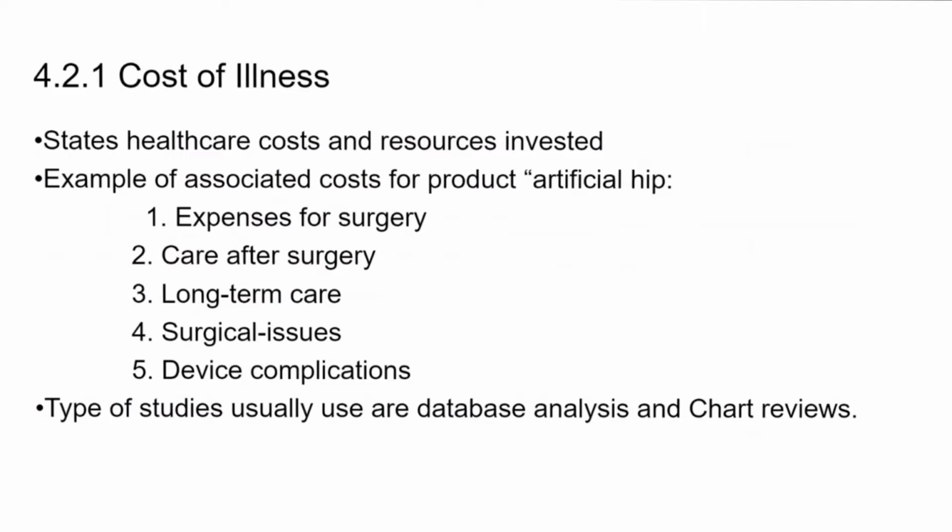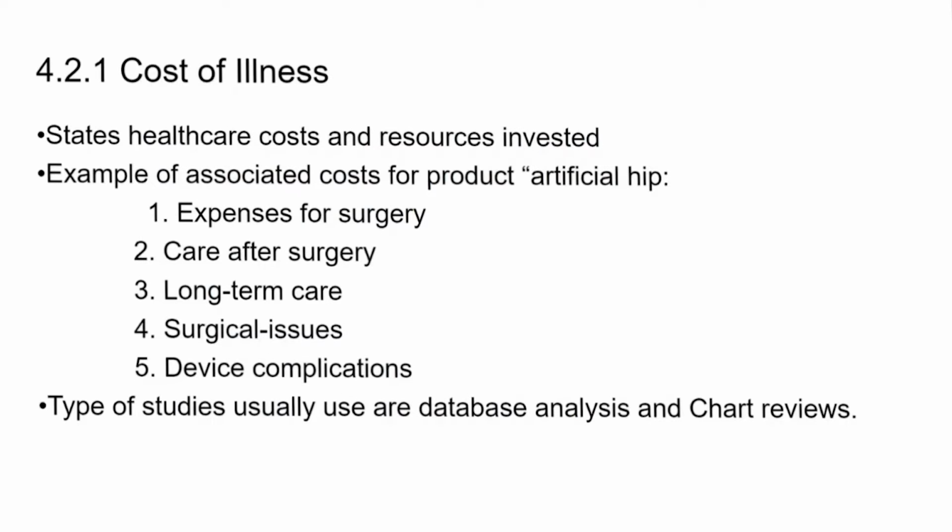Next slide. Cost of illness. It states healthcare costs and resources invested related to management and disease. There are a multitude of examples associated with cost of said product, and such analysis is required. Let's take an example of a medical product called artificial hip. We have to consider its expense for surgery, care after surgery, long-term care, surgical issues, device complications, etc. These data aid in quantifying the size of the disease burden that needs to be considered. Typically, types of studies usually used are database analysis and chart reviews.